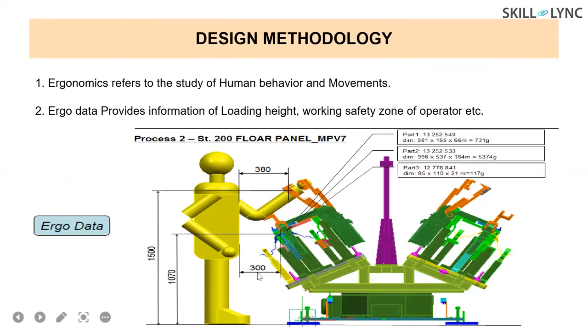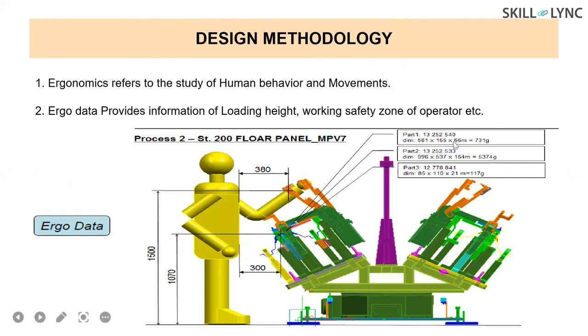So we have certain heights. If you consider the average height of a human, it will be around 150 centimeters, right? So there should not be any object more than 150 or 160 centimeters. If it is above 150 centimeters, what will happen? It will be difficult for the person to handle it. So we need to consider the height between 950 mm or 1000 mm to 1500 mm. That should be the working range.